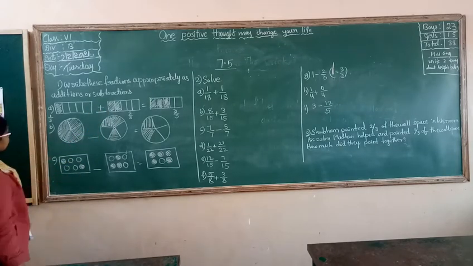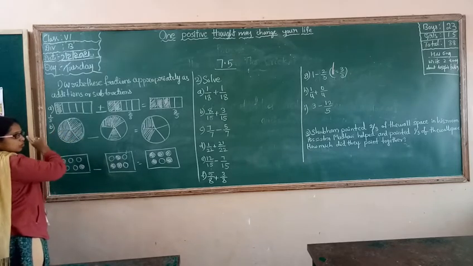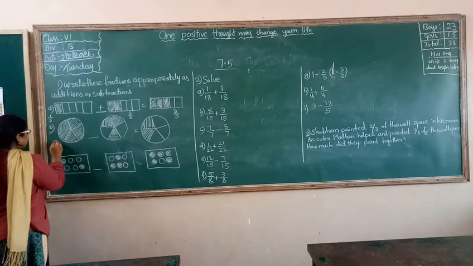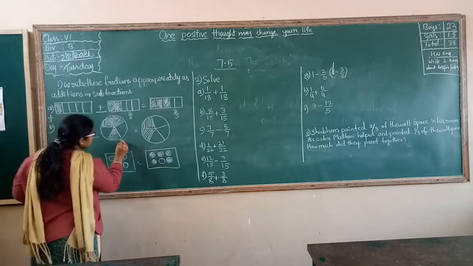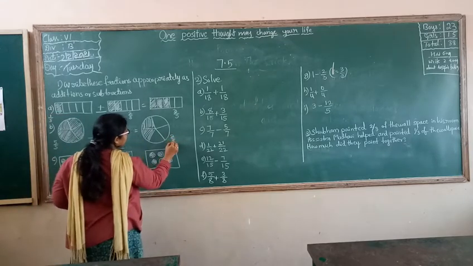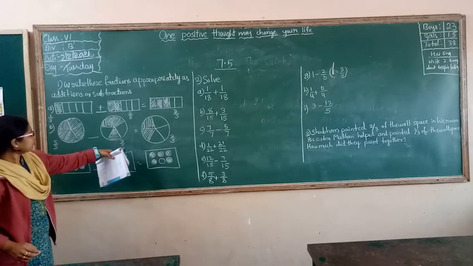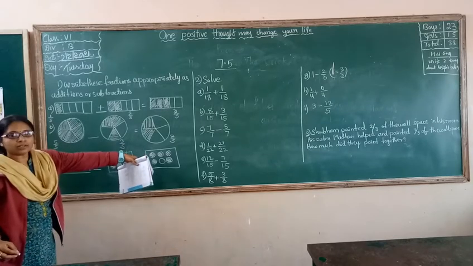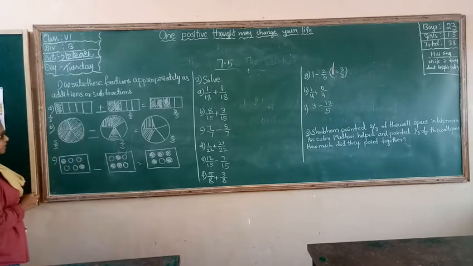And the second one, B, these 5 parts are there. Out of the 5, all 5 are shaded. It is 5 by 5. And here it is 3 by 5. And here it is 2 by 5. So out of the 5, 3 are taken and 2 remain. So here subtraction has been done.